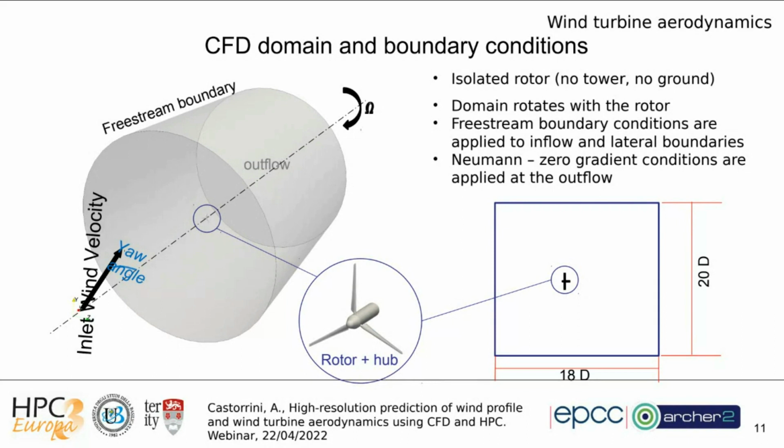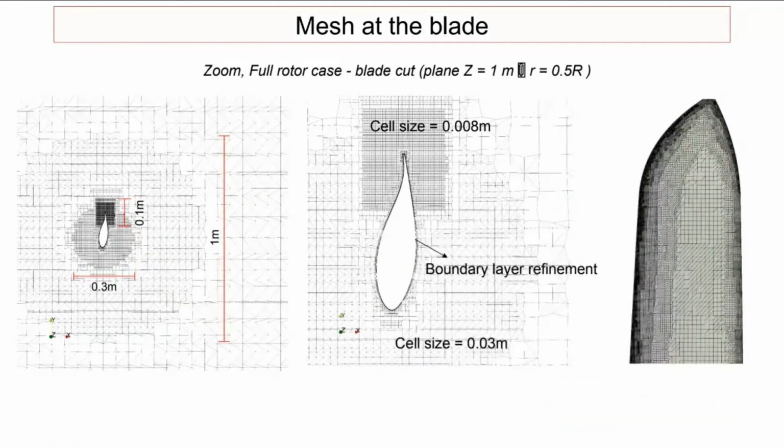At the inflow boundaries, we set up the free stream velocity and turbulence, as well as at the lateral boundaries, while a Neumann gradient condition can be used for the outflow. I'm speaking about both the cases with resolved geometry and actuator line, but in more detail, the mesh around the blades in the geometry resolved case can be seen with some features here in a cut of the mesh.